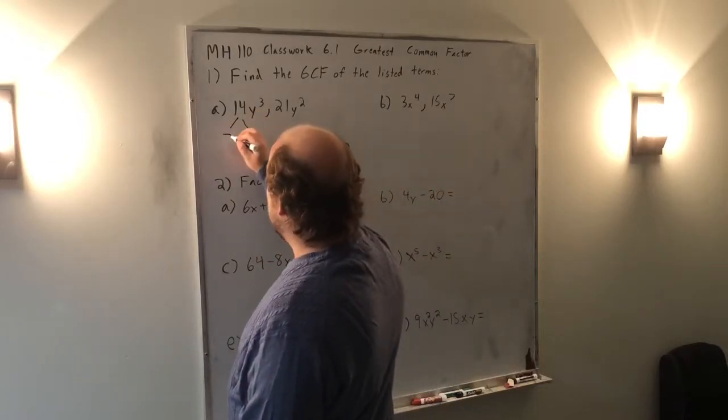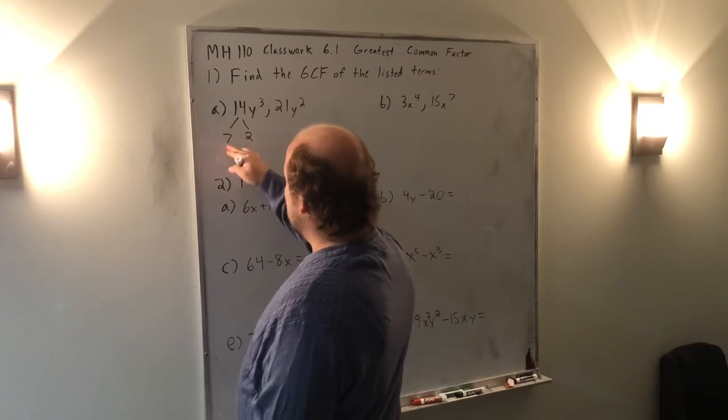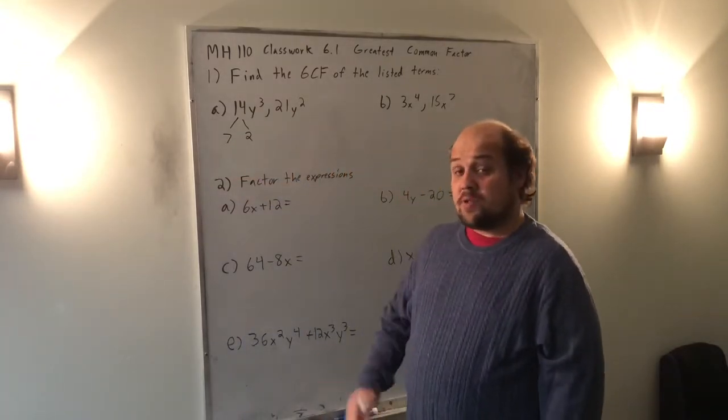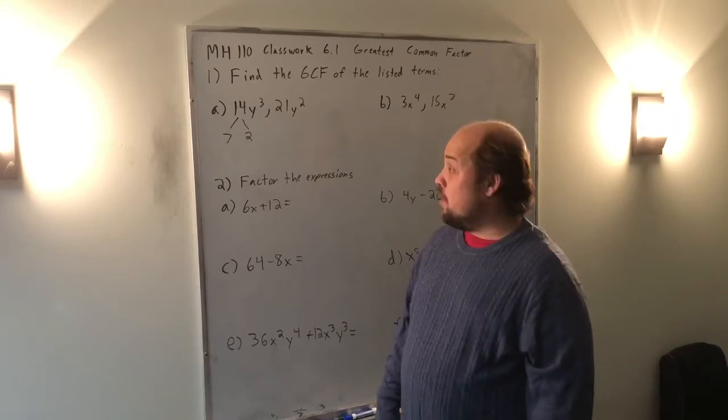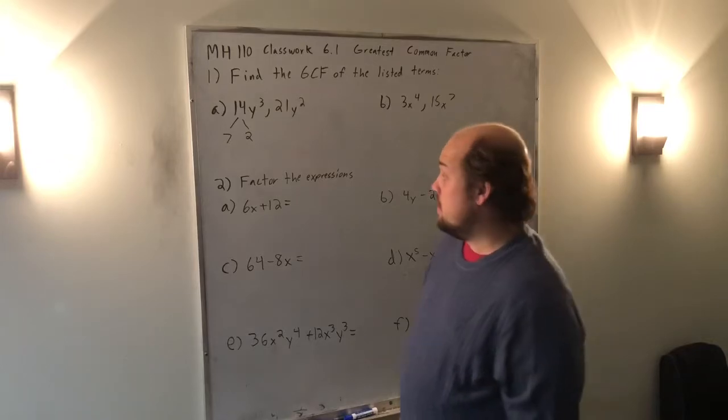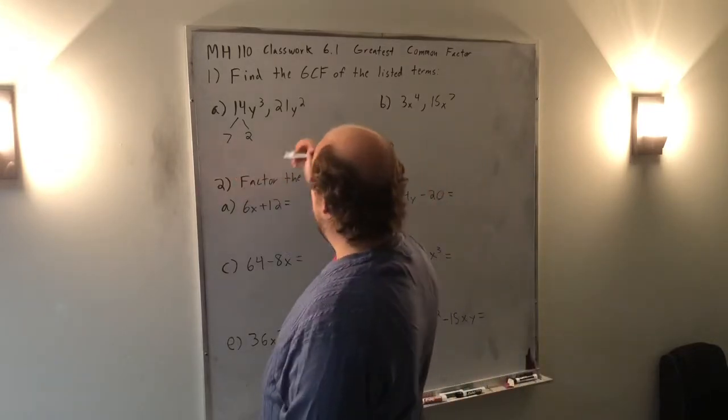14 is really 7 times 2. 7 and 2, I can't break down any further. There's no two numbers that multiply to 7 other than 7 and 1. And there's no two numbers that multiply to 2 other than 2 and 1. So this is the prime factorization of 14.